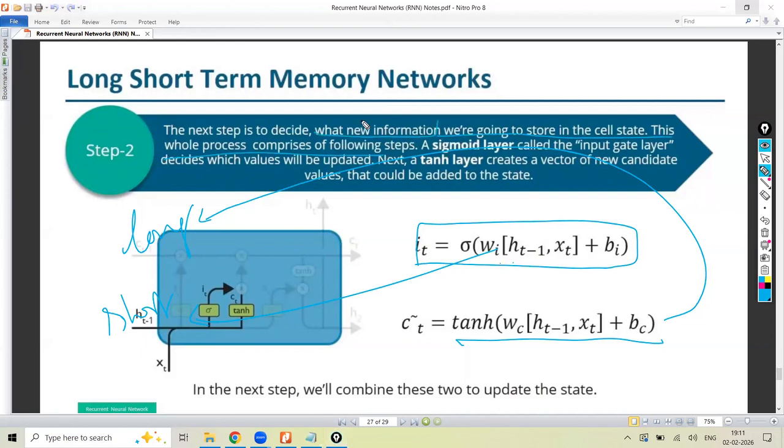If you have understood clearly, what are the new information values? New information means what I am discussing, and where it is going to be stored in the cell state, whether in the short-term memory or the long-term memory. The input gate layer decides the value to be updated. So that value will be decided. Now in this tanh, it is going to store.